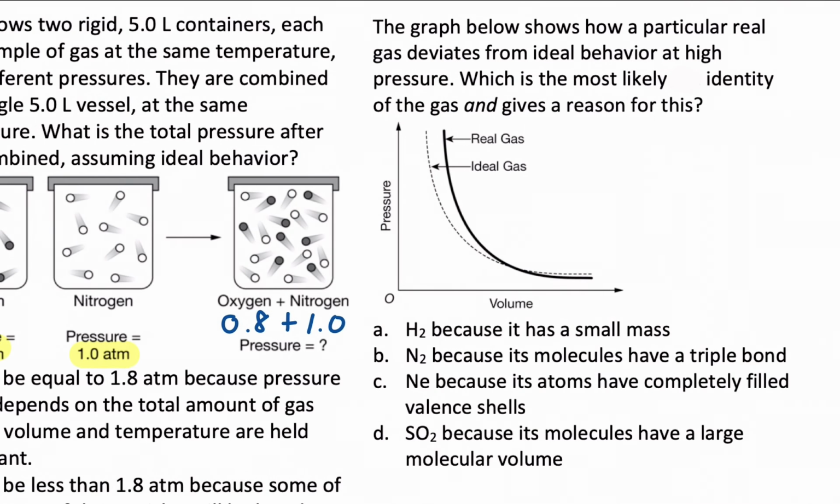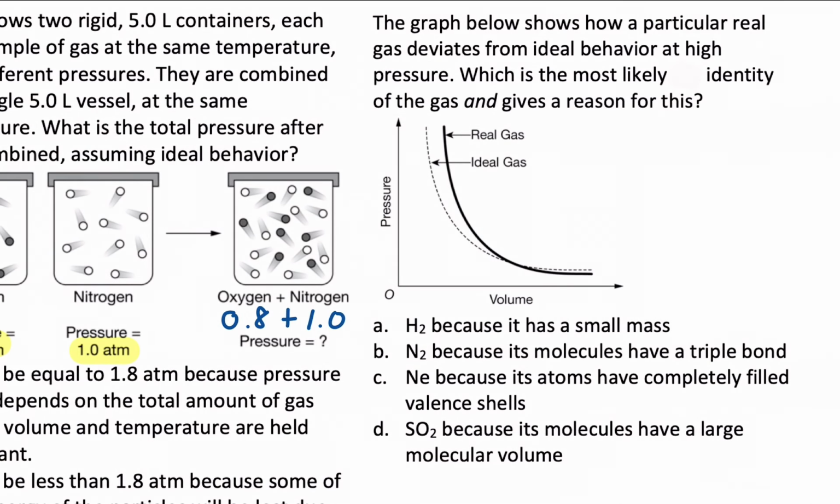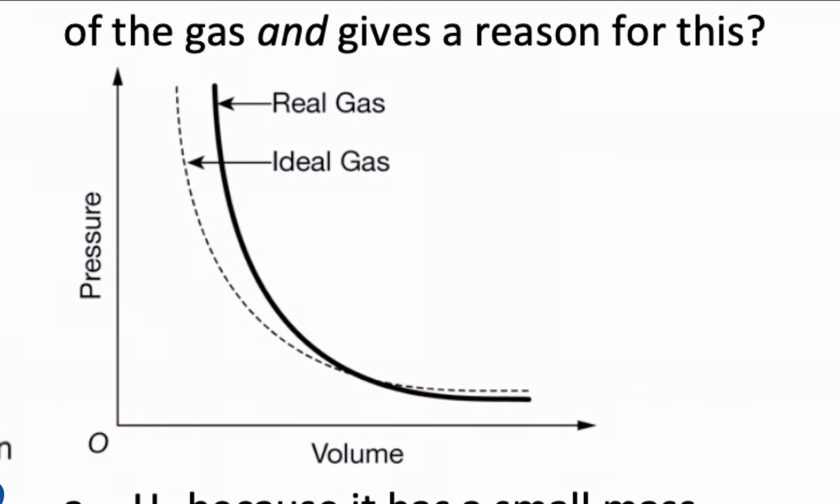The graph below shows how a particular real gas deviates. This is the graph we just looked at, which is the most likely identity of the gas, and gives a reason for this. So we already explained this graph. This is a good reminder of how those two deviations of real gases usually cancel each other out. That's why the curves sort of cross each other. Turns out the deviation is much more noticeable at higher pressures, as I think you can tell. That makes sense. Gases want to be in an expanded low pressure state. High pressure is when things don't look like gases anymore. You start to liquefy them.